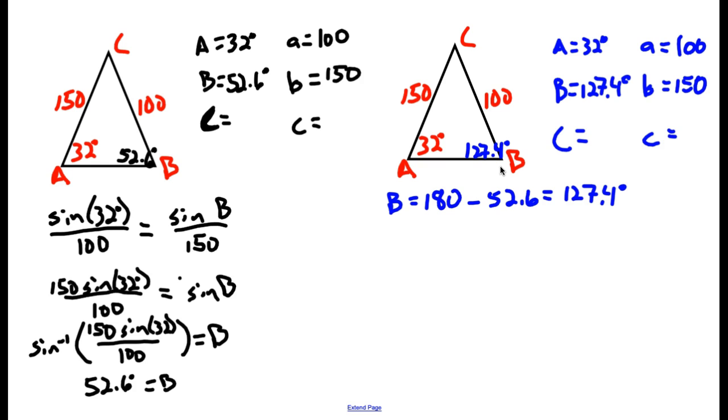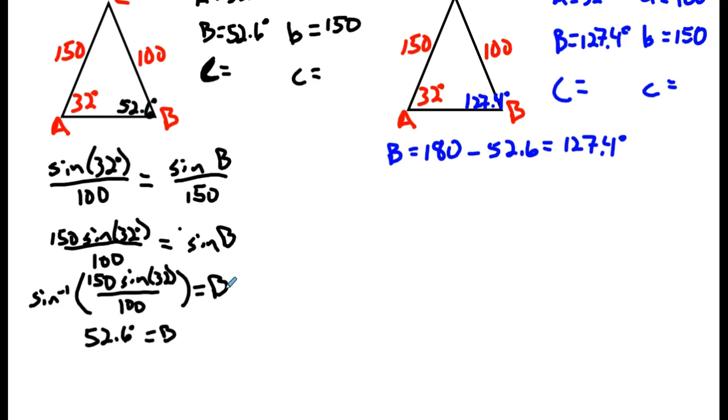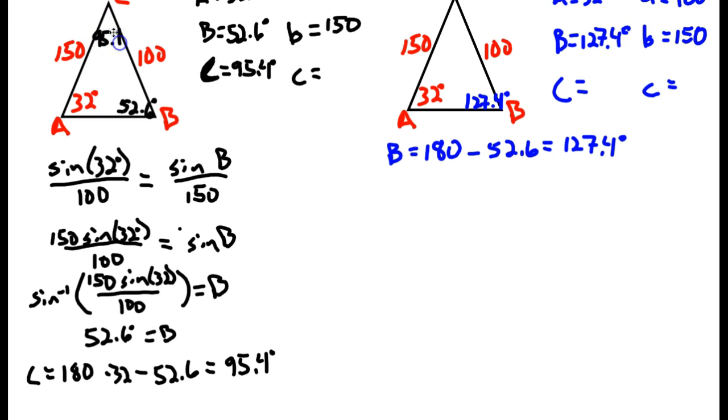Now, we can easily find the third angle in each of these triangles. Right? Over here, we can say that angle C is just going to be 180 minus 32 minus 52.6. So that's 95.4 degrees. And I'll put it in the picture as well.